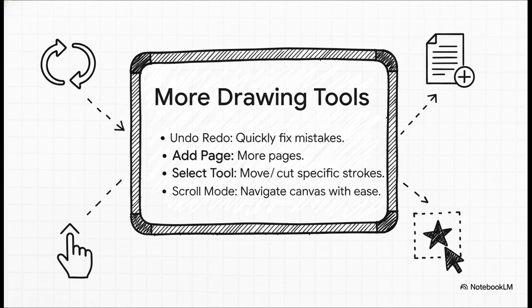But wait, you've got way more control than just drawing and erasing. The undo and redo buttons, yeah, those are going to be your best friends, trust me. If your canvas starts to feel a little crowded, just hit Add Page to get a fresh space. And the Select tool is super handy. It lets you grab a specific drawing, move it around, or even get rid of it completely. It's all designed to make the whole process feel really smooth.